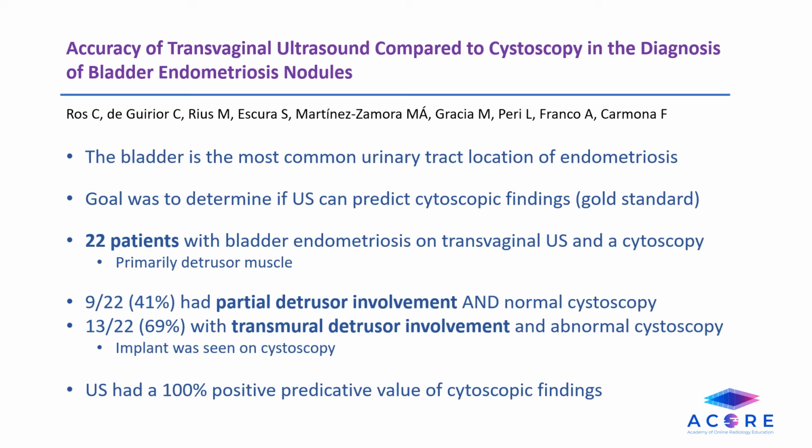So endometriosis can be a debilitating disease and can affect the urinary tract, particularly the bladder being the most common location. So this article wanted to see the use of transvaginal ultrasound and how that compares to the findings at cystoscopy to see if transvaginal ultrasound can predict those cystoscopic results, since the cystoscopy is the gold standard for diagnosis. So there were 22 patients in this study with bladder endometriosis diagnosed on transvaginal ultrasound and an accompanying cystoscopy. They primarily looked at detrusor muscle involvement, although they did look at a couple other things.